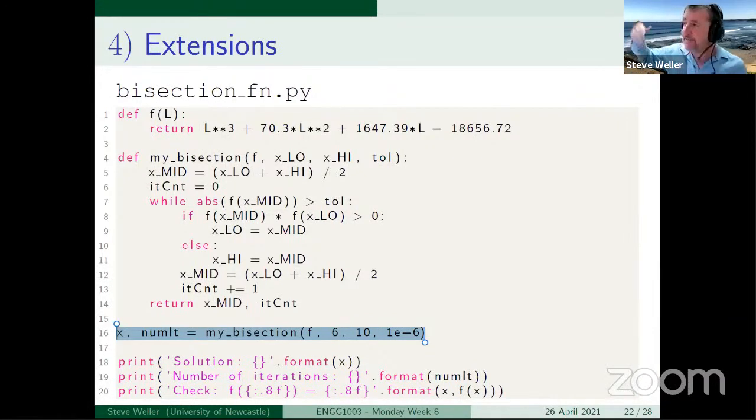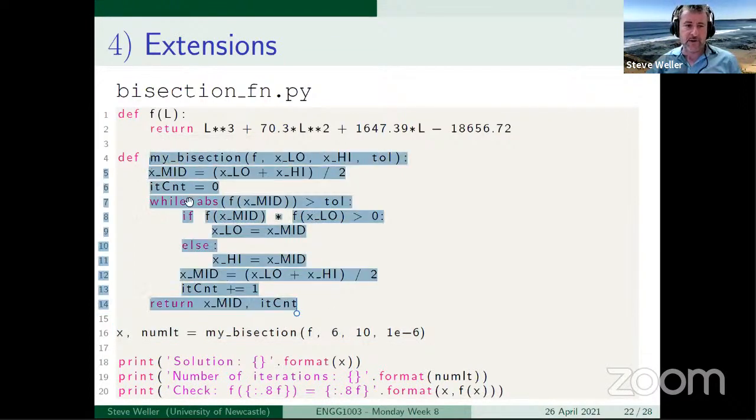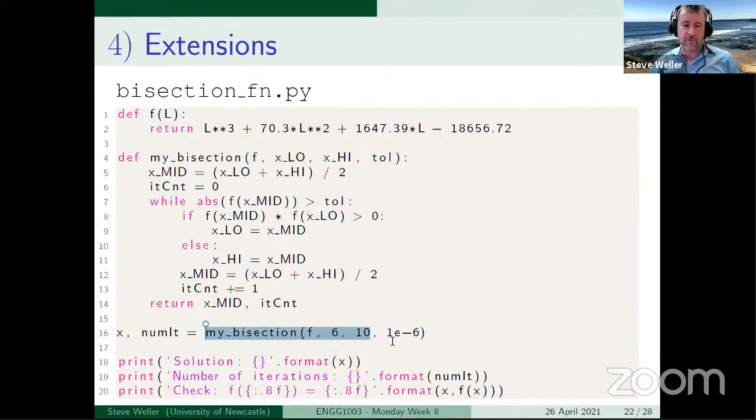We hide away the details. Sarah talked about this last week. Hide away the details in a function. Once we've written and tested this bisection code, we don't really care about the details. What we want to be able to do is use it to solve engineering problems. And here it is. Here's the call to bisection.